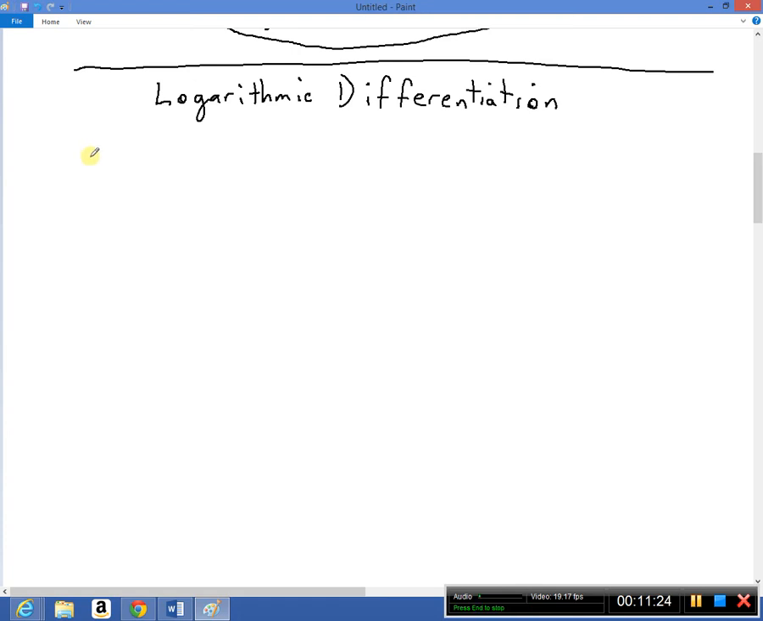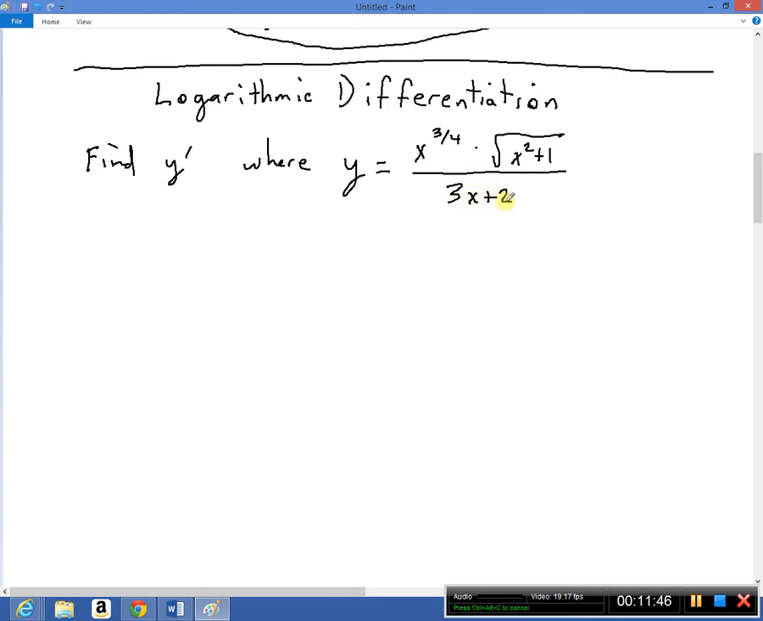Suppose that your problem is to find y prime, where y equals this big horrible mess, x to the 3/4 power times the square root of x squared plus 1 divided by 3x plus 2 to the 5th. This is one of the examples that the book uses. Well, we know how to do this problem already. Not that anybody would like doing it.